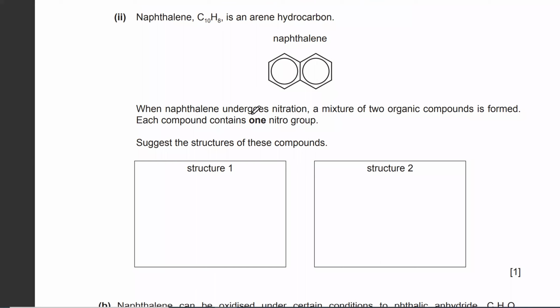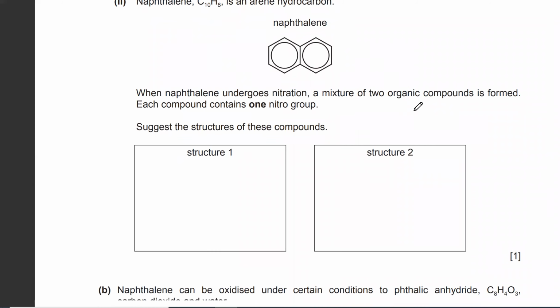So now the next part of the question is: when naphthalene undergoes nitration, a mixture of 2 organic products are formed. Each compound contains 1 nitro group. Suggest the structures of these compounds. So he's saying each one would contain 1 NO2 group, and it's a mixture of 2 organic compounds.